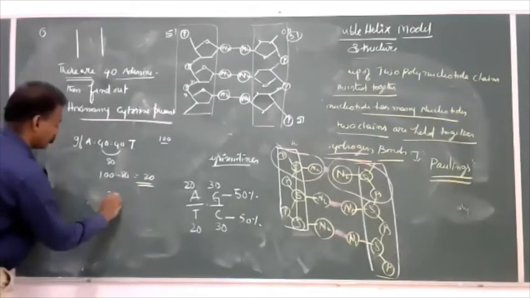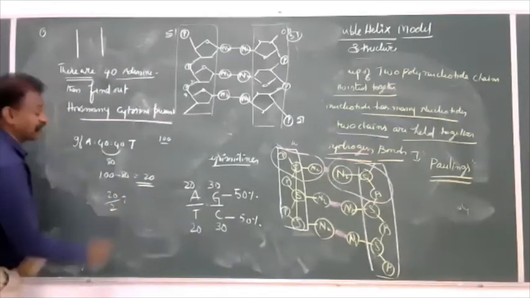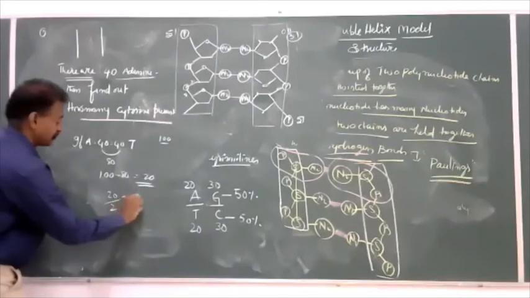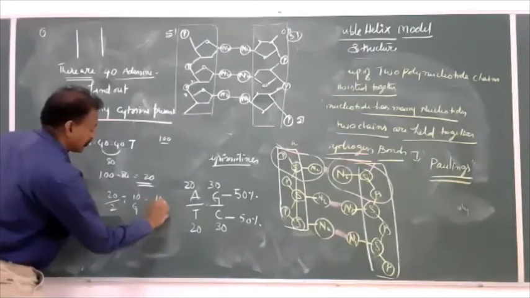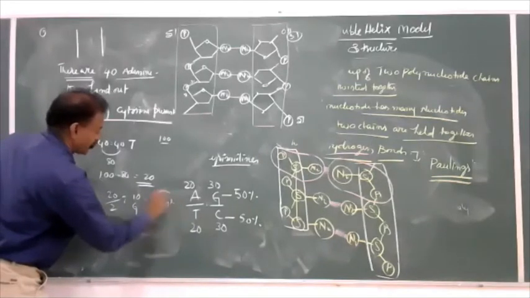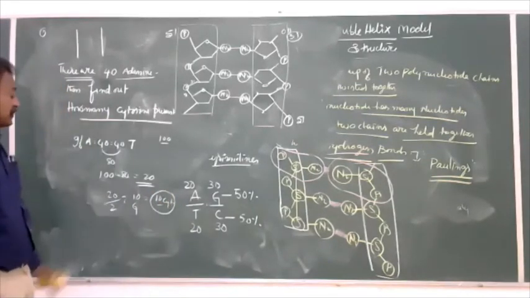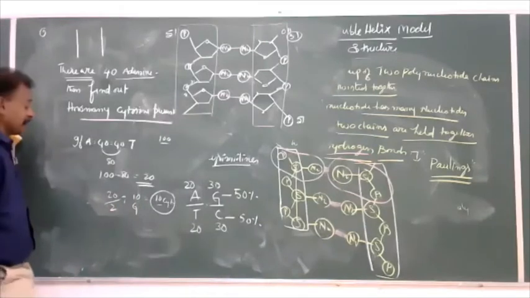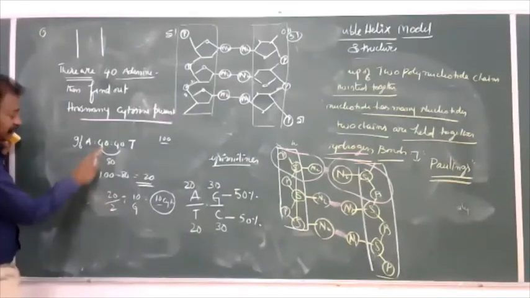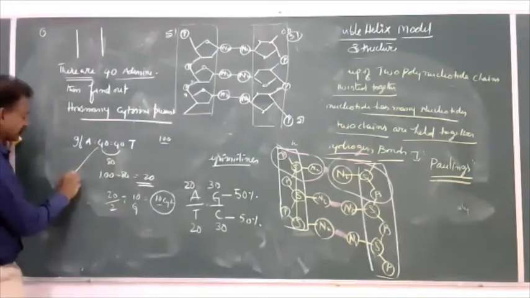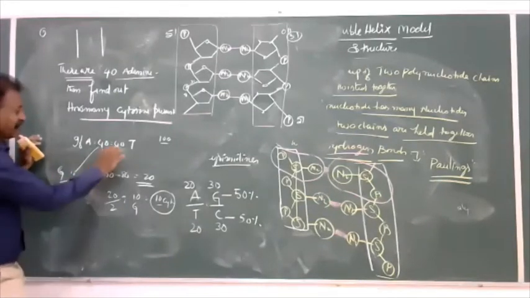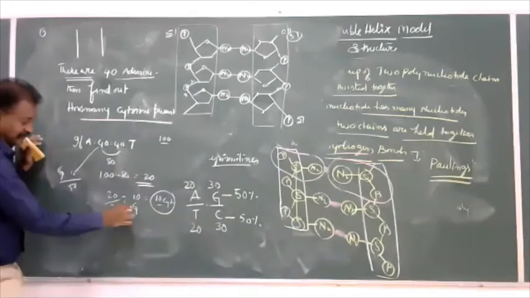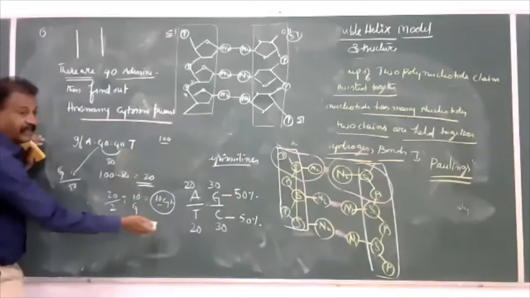Divide by 2. Why? Because guanine and cytosine, two are there. 10 guanine, 10 cytosine. So the answer is, cytosine amount is 10. Why? 40 adenine plus 10 guanine, 40 plus 10, 50 purines. 40 plus 10, 50 pyrimidines.